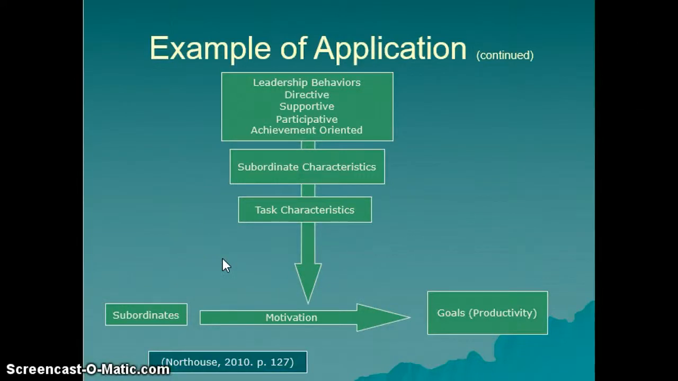Examples of the application. Leadership behaviors are listed here as being directive, supportive, participative, achievement-oriented. Subordinate characteristics and task characteristics. The leadership behavior impacts the subordinate characteristics, which are impacted by the task characteristics. Subordinates are supposed to move along a path which is fueled by motivation to get them to their achievement, which is their goal. The motivation can be impacted by all three of these components: the leadership behavior, the subordinate characteristics, and the task characteristics.